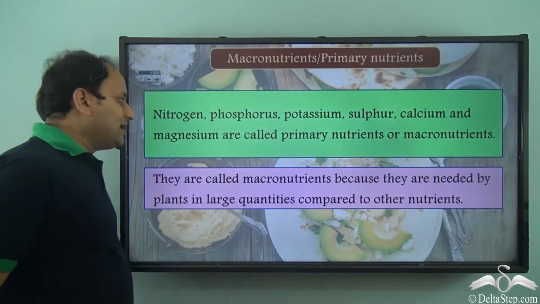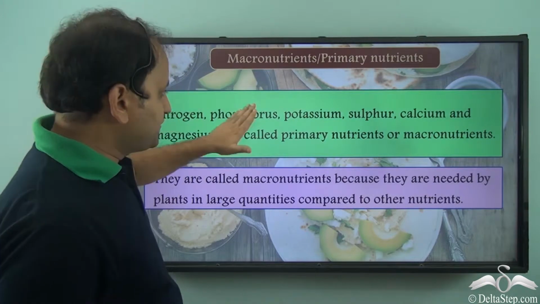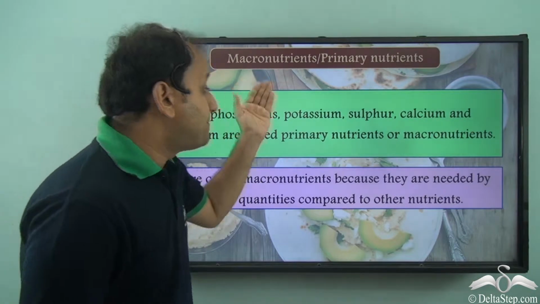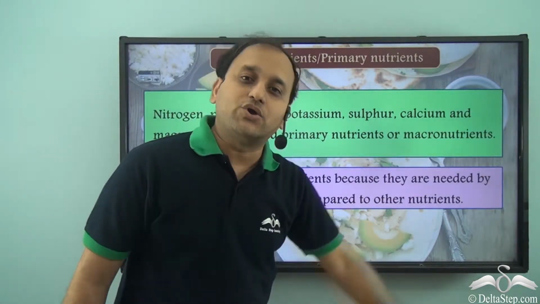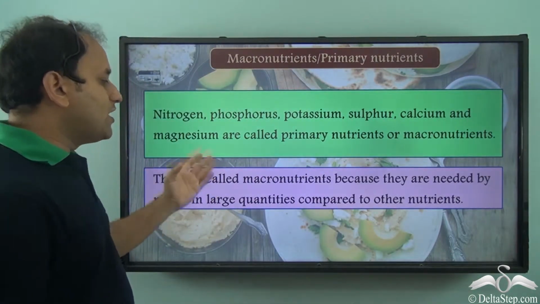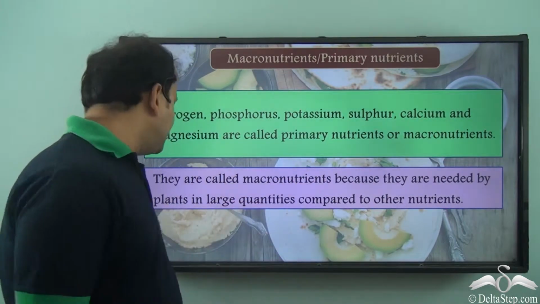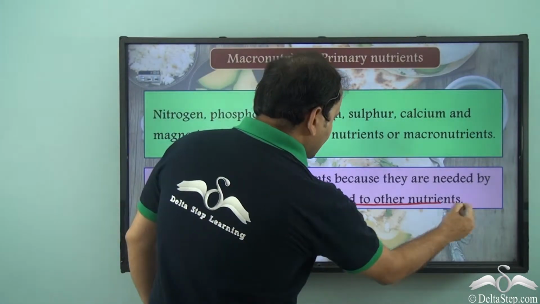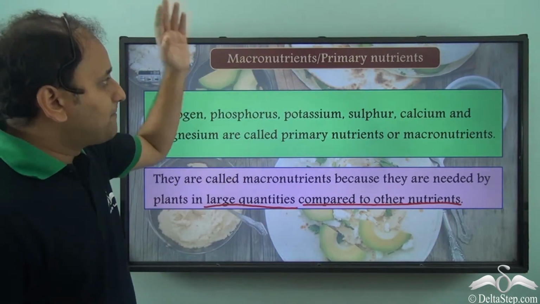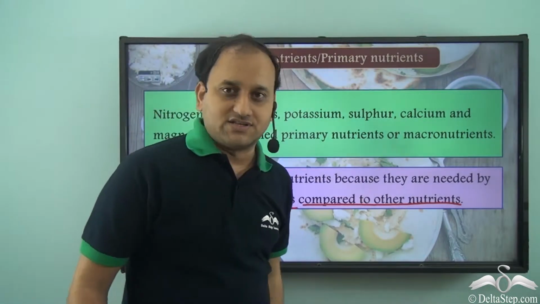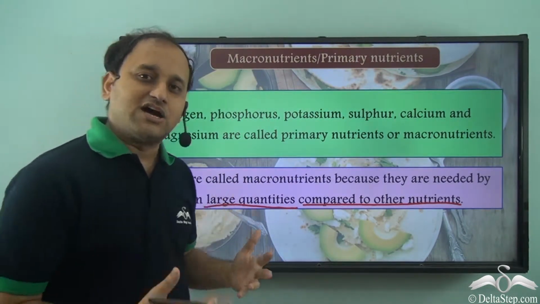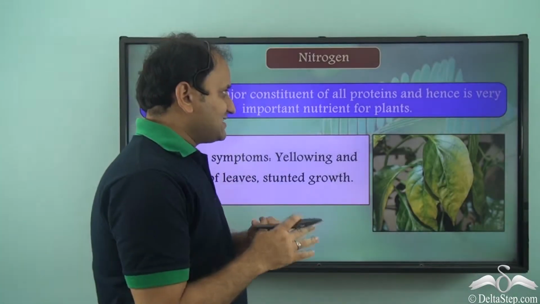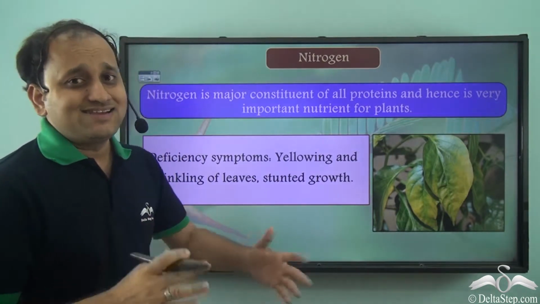Among these nutrients, nitrogen, phosphorus, potassium, sulfur, calcium, and magnesium are called primary nutrients or macronutrients. They are called macronutrients because they are needed by plants in large quantities compared to other nutrients. Now, let's discuss each of the macronutrients in detail.